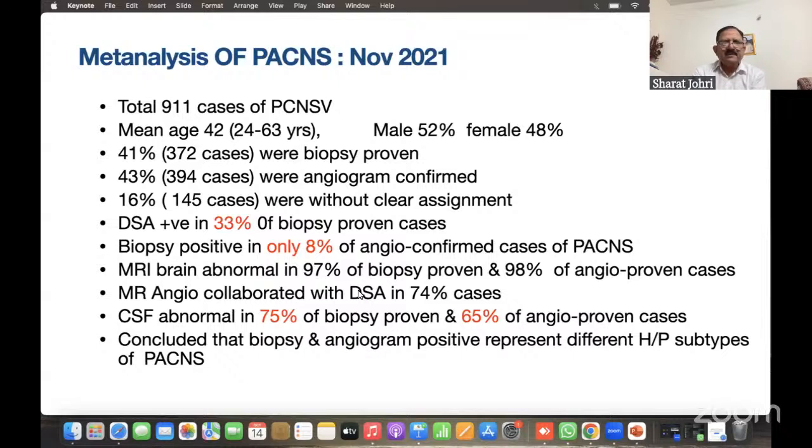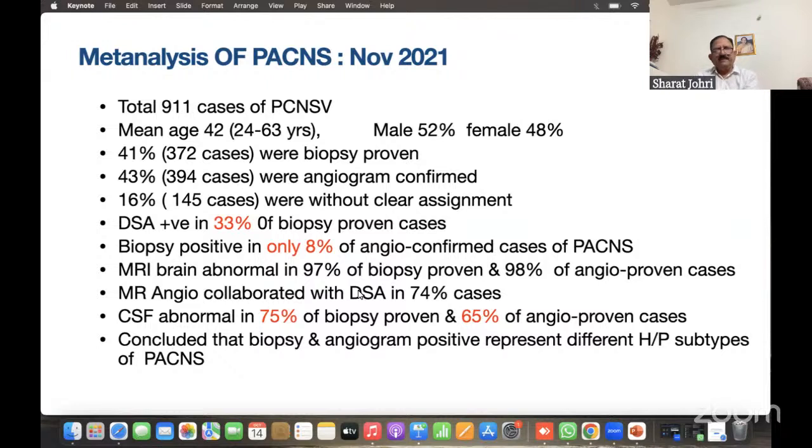CSF was abnormal in 75% of cases and should serve as a good marker for ongoing CNS pathology. And it was positive in 75% of biopsy proven and 65% of angio proven cases. So the conclusion was that the biopsy proven and the angiographic proven positive patients probably represent two different subtypes of primary angiitis of CNS.